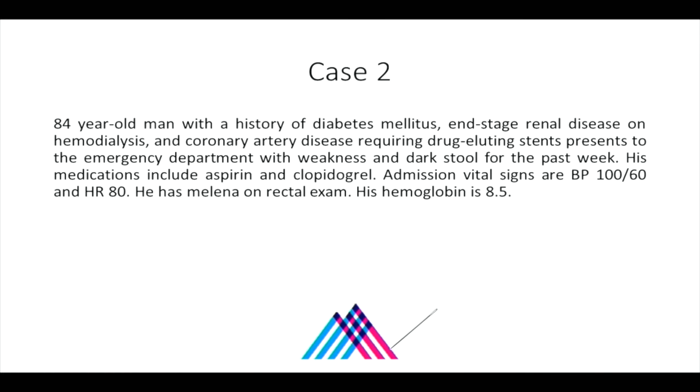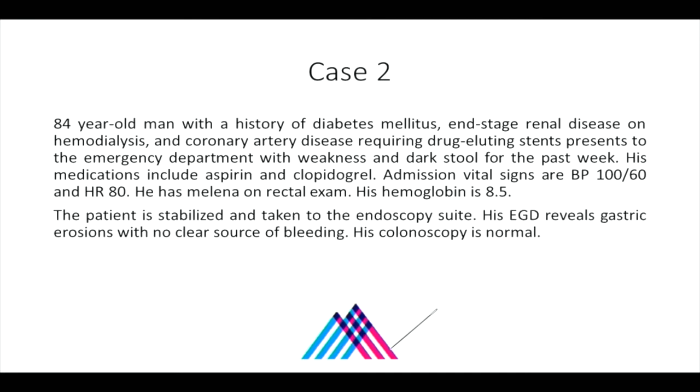So, an 84-year-old man with a history of diabetes, end-stage renal disease and dialysis, and coronary artery disease requiring drug-eluting stents presents to the ER with weakness and dark stool for about a week. His medications include aspirin and clopidogrel. His admission vital signs are a blood pressure of 100/60 and a heart rate of 80. He has melena on rectal exam, and his hemoglobin is 8.5. Patient is stabilized and taken to the endoscopy suite.